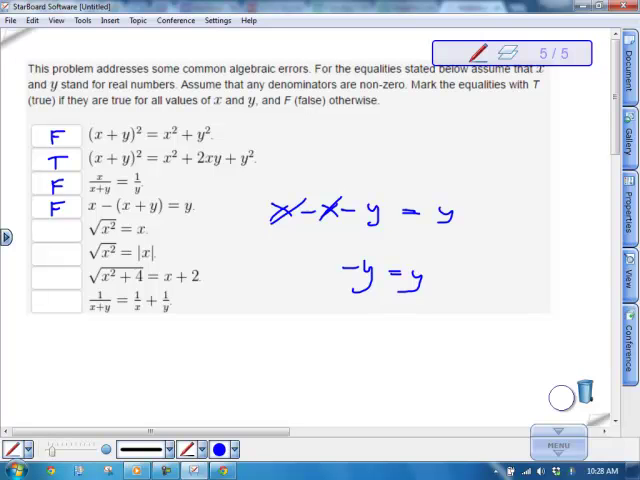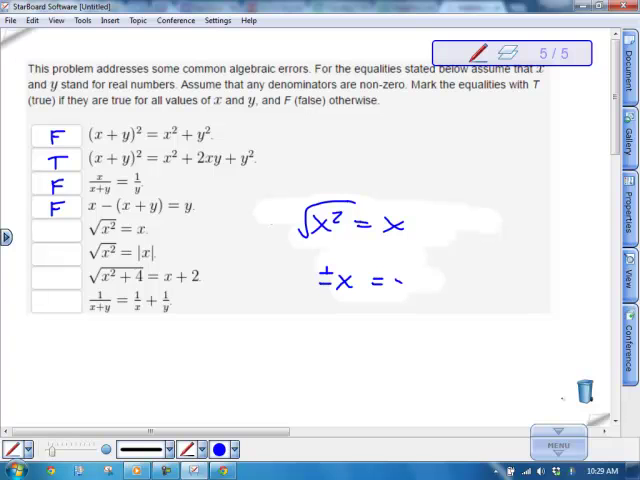Okay, the next one is x squared square rooted equals x. Well, when you take the square root of x squared, you actually get plus or minus x. So that's not true as well, because the left side of this equation, when you take the square root of x squared, you get plus or minus x, because it could be a negative underneath here. So that's not true as well.